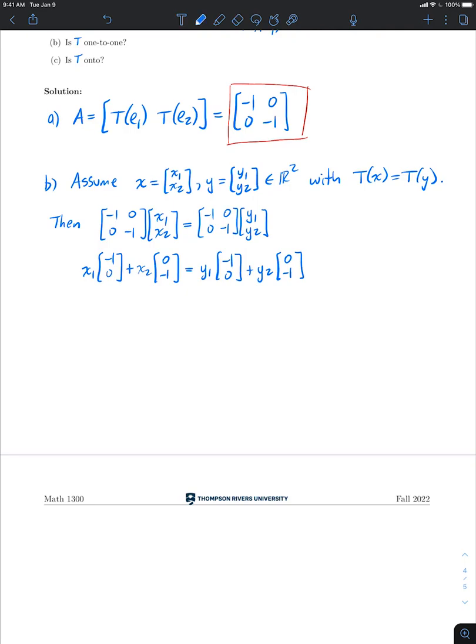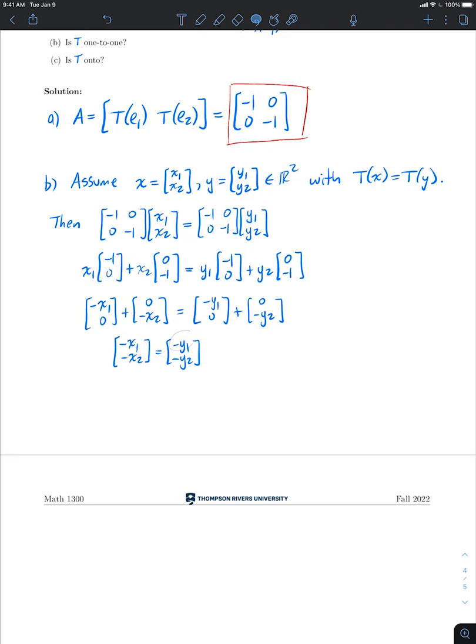So this is going to give us negative x1, 0, plus 0, negative x2 on the left-hand side. And on the right-hand side, we'll have negative y1, 0, plus 0, negative y2. And what we're building towards now, if I add these together, I'm going to get negative x1, negative x2 is equal to negative y1, negative y2. So now we've got an equation involving two two-dimensional vectors. But two two-dimensional vectors are going to be equal exactly when their corresponding coordinates are equal.